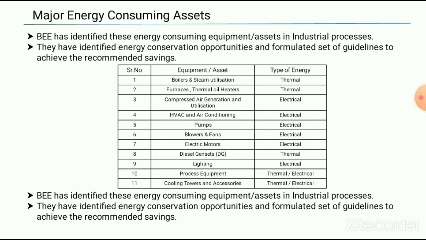In that, the equipments are the boiler and steam utilization, furnace, thermal oil heaters, compressed air generators and utilizations, HVAC and air conditioning, pumps, fans, electric motors, lighting system, process equipments, cooling towers, and their accessories. So, Bureau of Energy Efficiency has identified these energy consuming equipments as well as these assets in every industrial process.